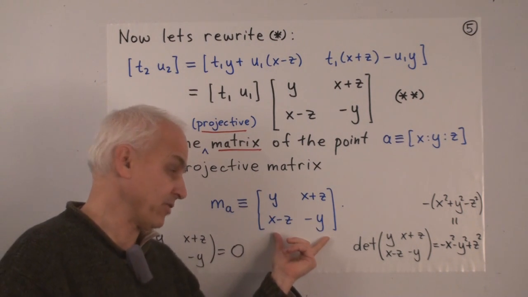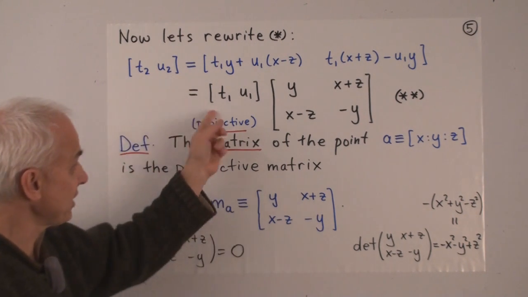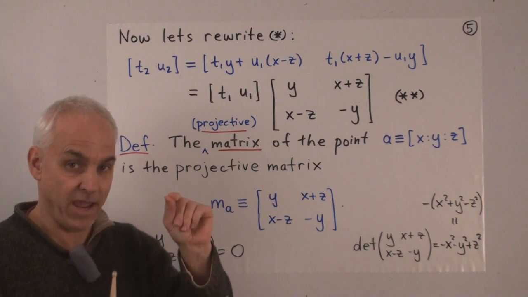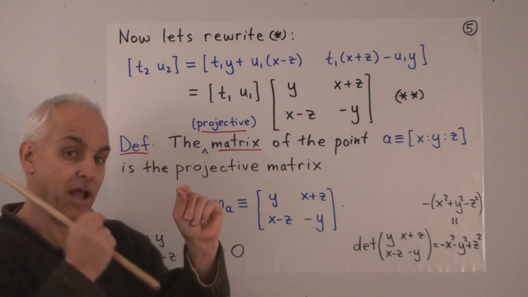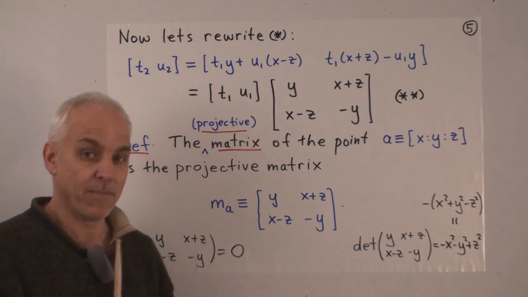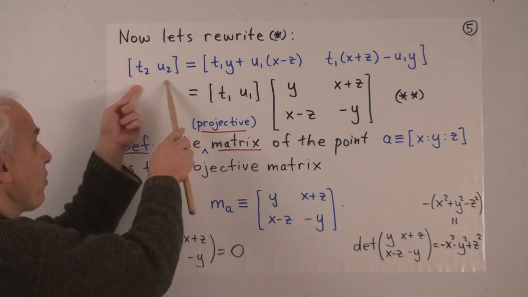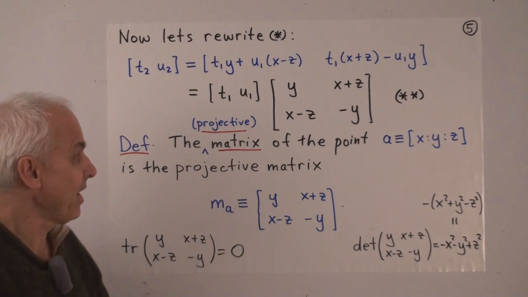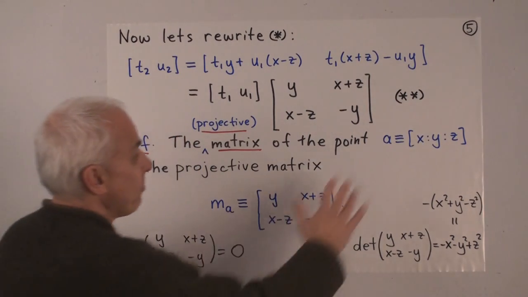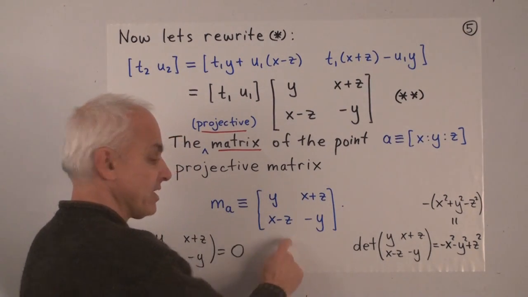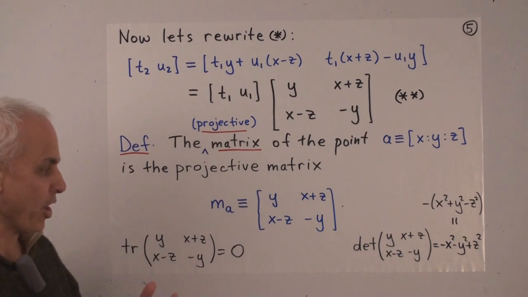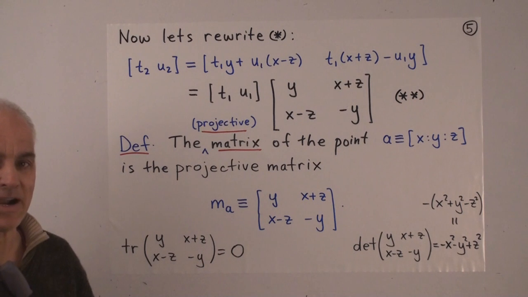Now what does this projective matrix do? According to this formula, it tells us that the reflection in the point A sends the null point with coordinates T1 to U1 to the null point with coordinates T2 to U2. And to go from T1 to U1 to T2 to U2 is just multiplying on the right by this matrix M sub A.